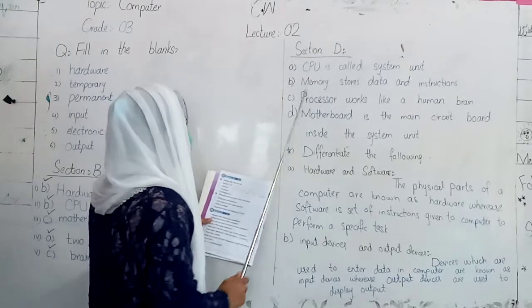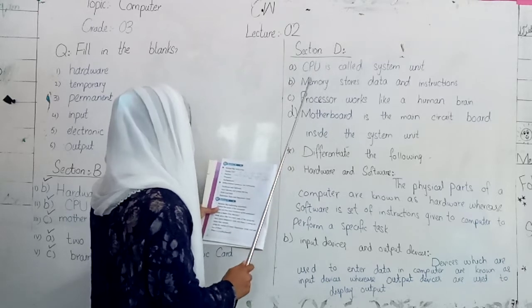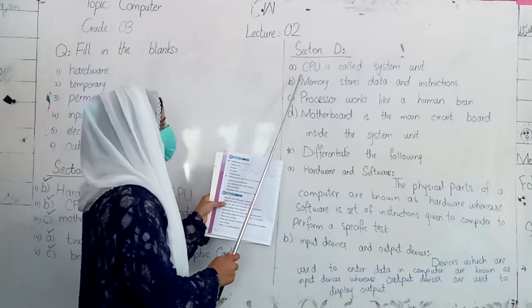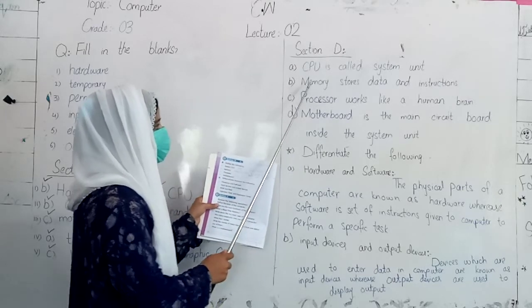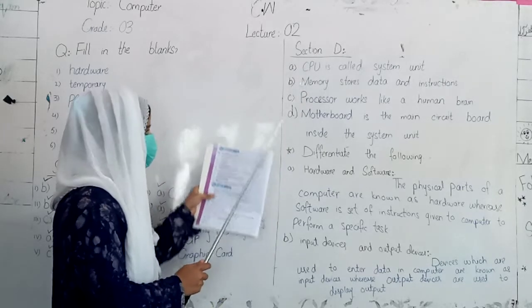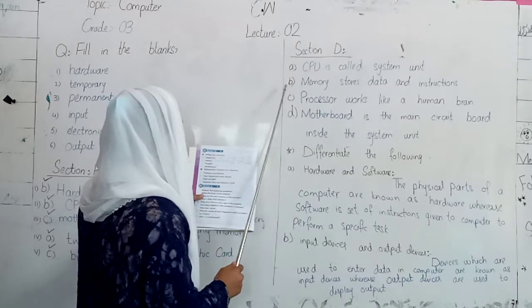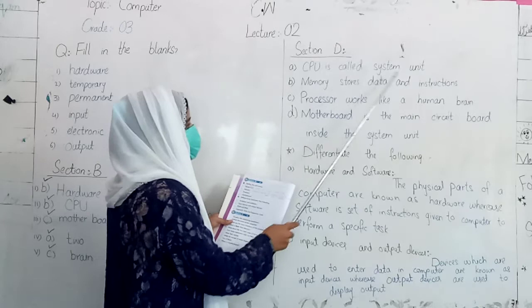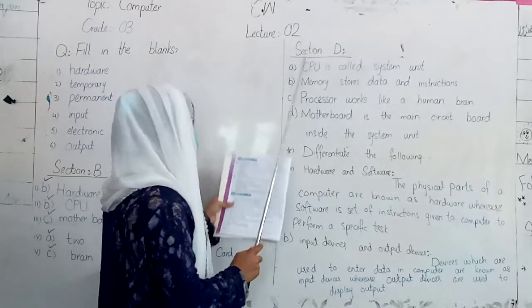Now we have to move towards Section D, which is about define the following. The questions are present in your book. I have written the answers on the board. You have to write down the answers in your notebooks. Number 1 is system unit. We have to define system unit. CPU is called system unit. You have to write this answer.